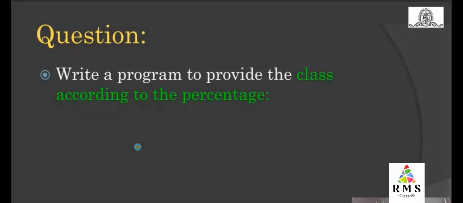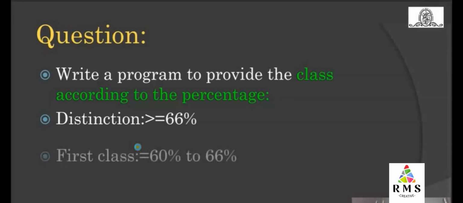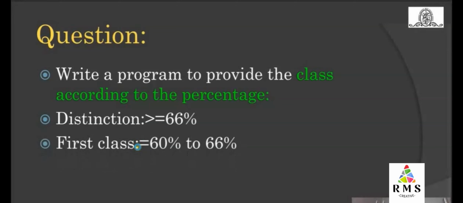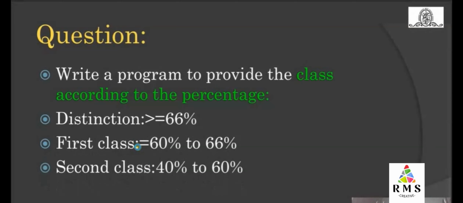Now let us see the next question. Write a program to provide the class according to the percentage. Give the class as distinction if it is greater than or equal to 66%. First class if it is 60% to 66%. Second class if the percentage is within the range of 40 to 60%. And fail if it is less than 40. Enter the percentage result from the user and provide the class. So try this by yourself. All the best and view the solution afterwards.